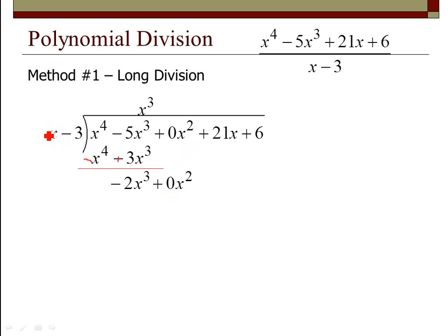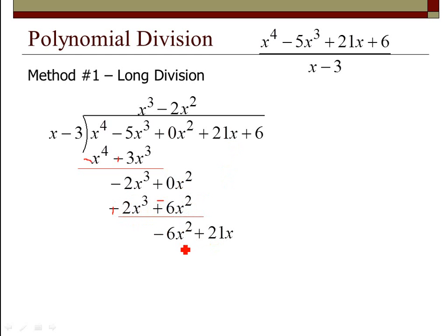So now I look at the x. X times what will give me negative 2x cubed. That's going to be negative 2x squared. We multiply, so I get negative 2x cubed plus 6x squared. I'm going to change the signs, make this one positive, make this one negative, and add them. So 0x squared plus negative 6x squared gives me negative 6x squared. Then bring down the 21x.